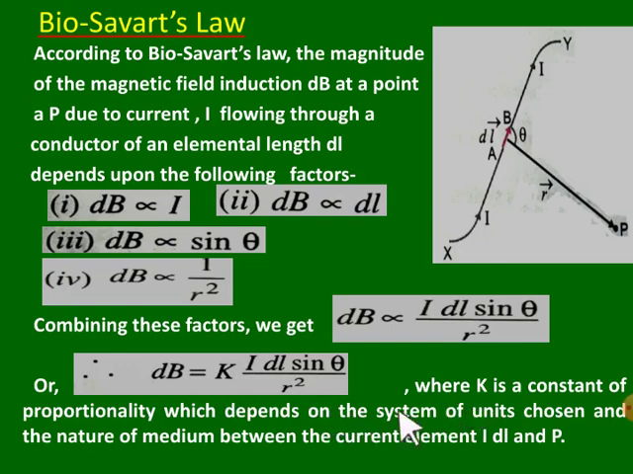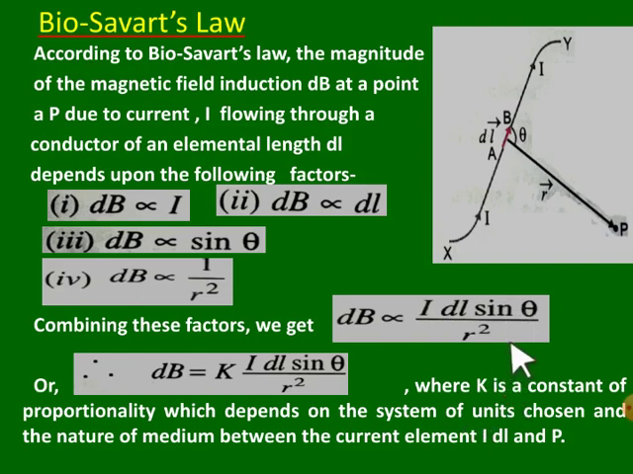where k is a constant of proportionality, which depends on the system of units chosen and the nature of the medium between the elemental current I dl and this point of observation. In SI unit, k is equal to what? Mu naught by 4 pi. In CGS unit, k is equal to 1.